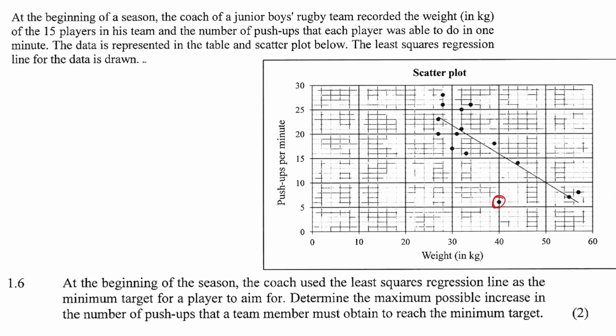Now, if you look at this person over here, that person is really needing to make a better effort because that person is 40 kilograms. They're chilling down here at 6 push-ups, but the coach would have wanted it to be on the regression line, which is there at 16. So the question says, determine the maximum possible increase in the number of push-ups, what would be 16 minus what the learner can already do, which is 6 push-ups. So they're going to have to improve by 10 push-ups.